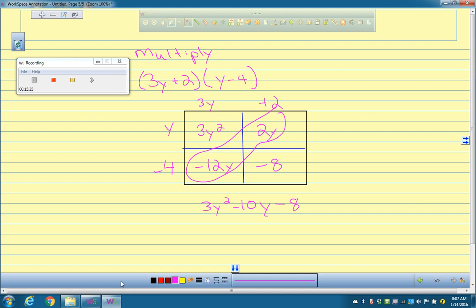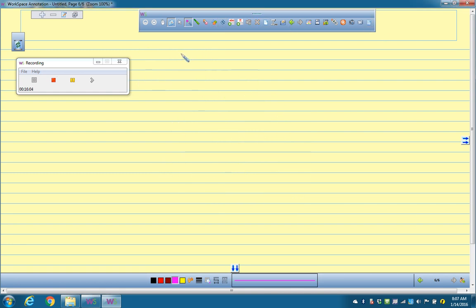Okay, should we try one more? Yeah. Oh, so what if I had something like this? So this is just kind of a little aside or addendum or something like that. What if I had something like this?